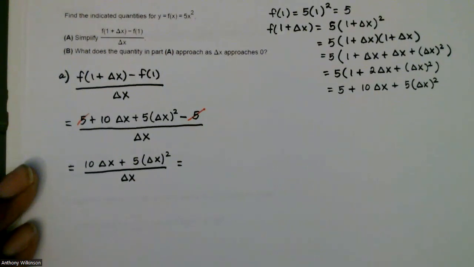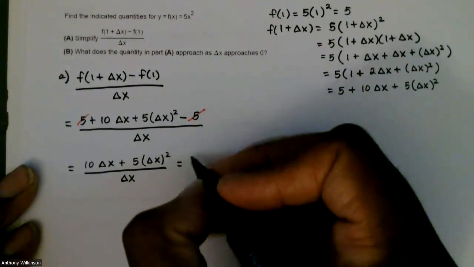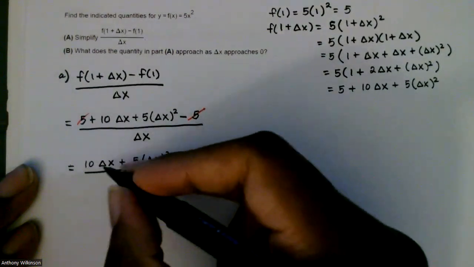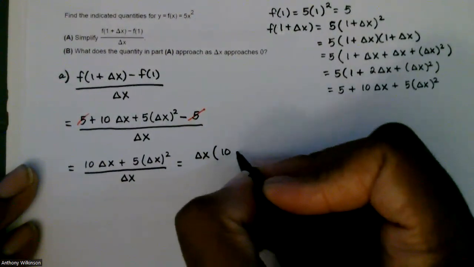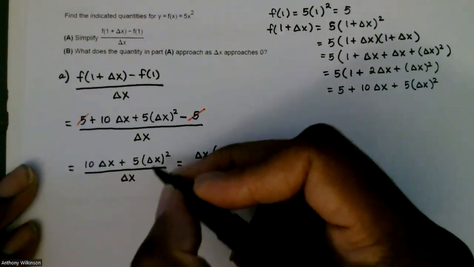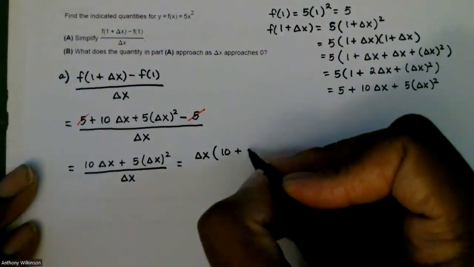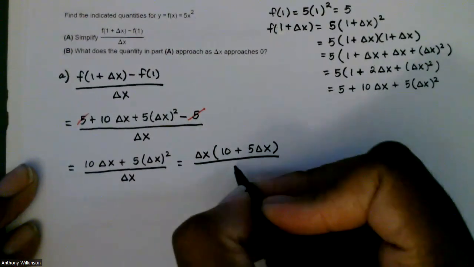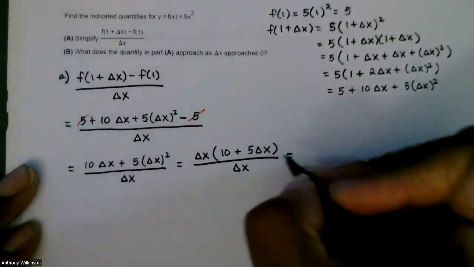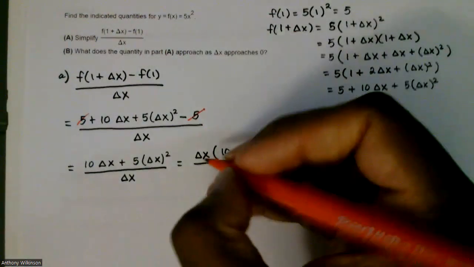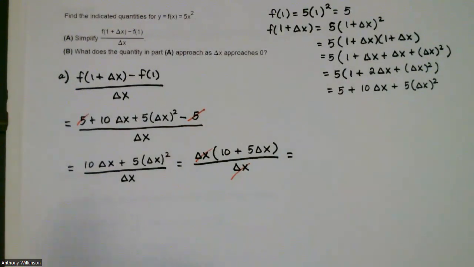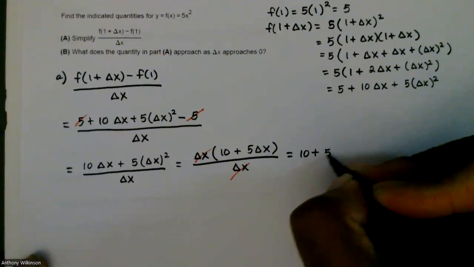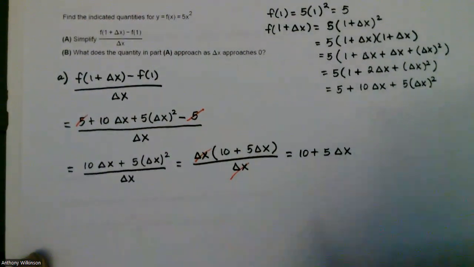Now in this case here, I can factor out the delta x because I have that in both terms in the numerator. So if I factor a delta x out, 10 delta x divided by delta x will leave me with 10, plus 5 delta x squared divided by delta x will leave me with 5 delta x. All that's divided by delta x. And we can divide out our delta x's in the numerator and the denominator. You'll be left with 10 plus 5 delta x.